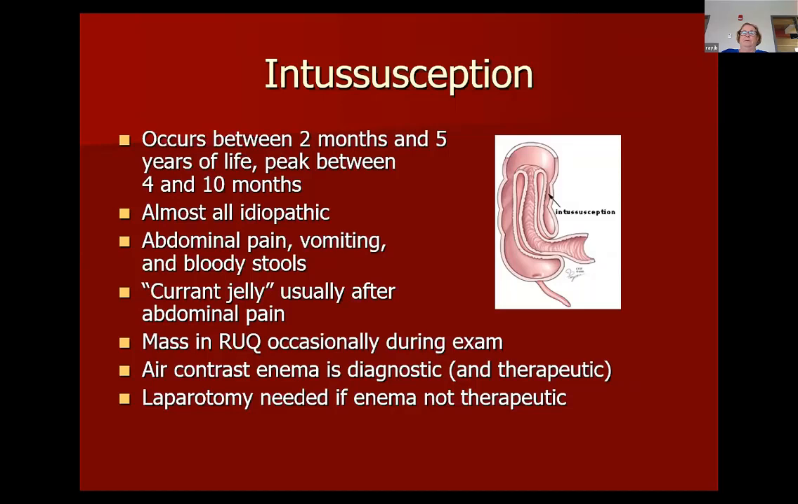They present with abdominal pain, vomiting, and bloody stools. Now, how does a 4-month-old tell you they have abdominal pain? They lay completely still. They do not want to be touched. They do not want to be held. They do not want to be cuddled in particular. They will have a very stoic look on their face, and they will whimper if you try to touch them. Usually after they've been laying there in pain, they will sometimes have that currant jelly stool we talked about.